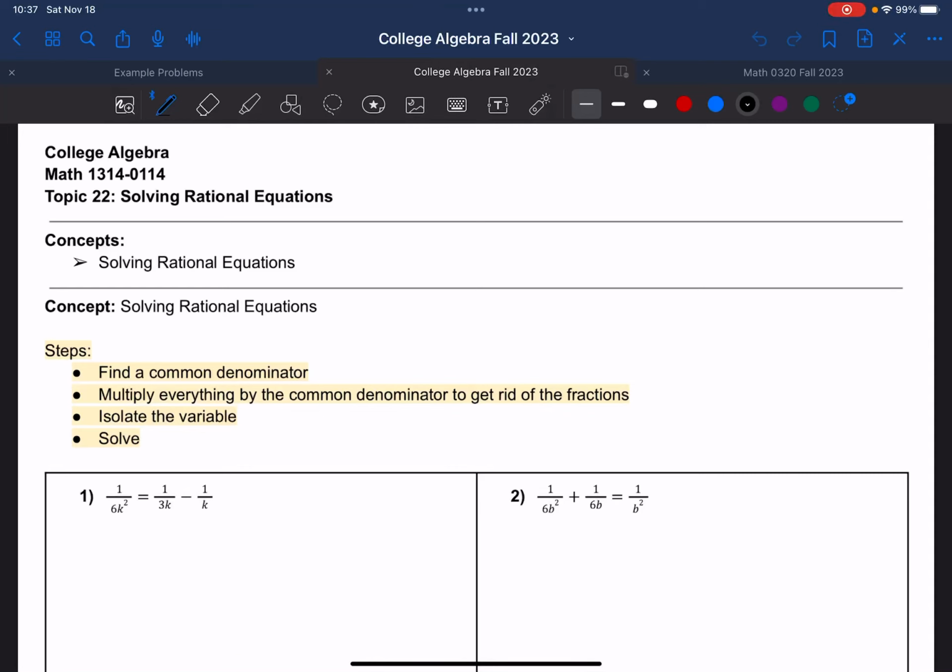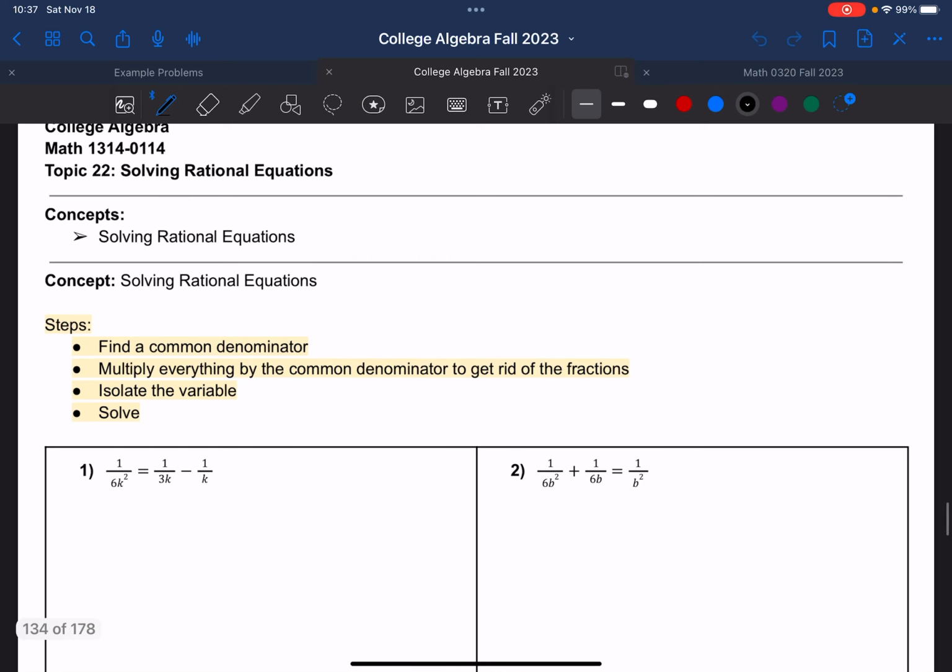Okay, this is topic 22, solving rational equations. So the steps that I've written here for solving rational equations, we're going to label as method 1, because there are two ways that we could solve these rational equations. In the first method, we would find a common denominator between all of the fractions, all the rational expressions, multiply everything by the common denominator to get rid of the fractions, isolate the variable, and solve.